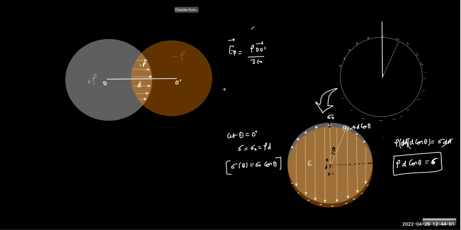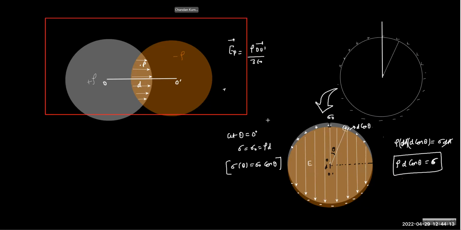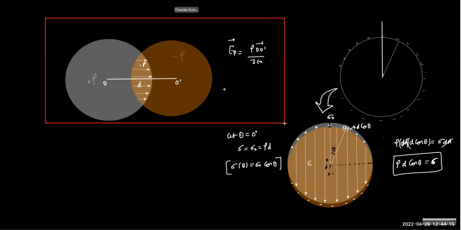If you remember, E. Sir, sigma, rho d by 3 epsilon naught only, sir. Let me cover this part in a different box so that you can understand. This is not a question, so don't get confused with it. Yeah, so that question is there. Now we are solving here.